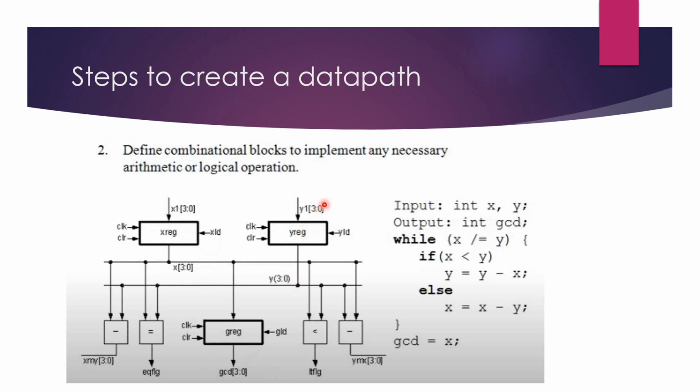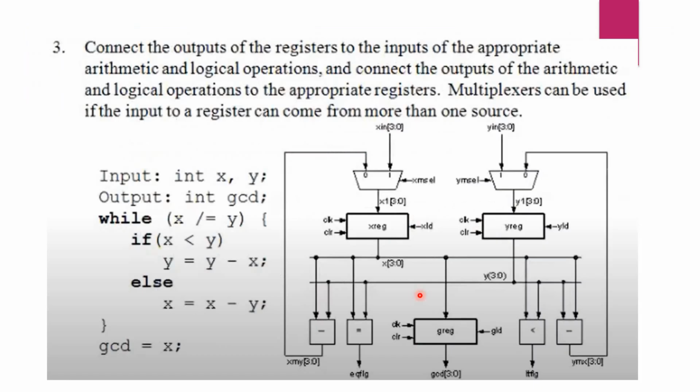Right? So any arithmetic logical operation you want, you draw the blocks and you name the output appropriately. Comparator operator, equal comparator, less than flag, and y minus x and x minus y. That's all we have. Right? This is step 3. Now you have to connect. Put the algorithm and make connections.